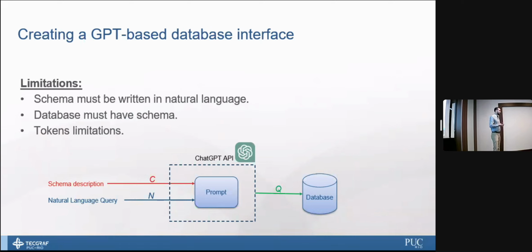But this approach has certain limitations. The first is that we need to describe the schema in a way that ChatGPT is programmed to understand, which is natural language. That means you need to describe all the entities, all the properties, and all the relations of this database in natural language, which can be quite challenging depending on the complexity of these databases. The second limitation is that the database must have a schema, which is always true for relational databases, but not necessarily for RDF, for example. And we have the token limitations, which in the case of ChatGPT 3.5 is 4,000 tokens, and this can also be a problem depending on the complexity of the database.